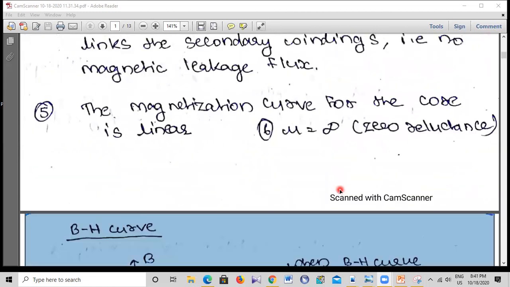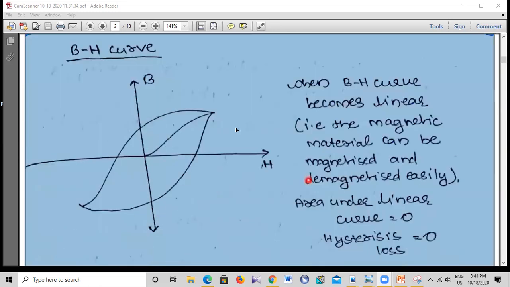We have the diagram here. Because for a practical condition, this is the BH curve, and we say that the area under this curve will give you hysteresis. But when a BH curve becomes linear, that is, the magnetic material can be magnetized and demagnetized easily. Just understand that.